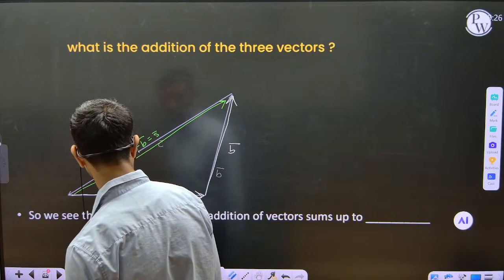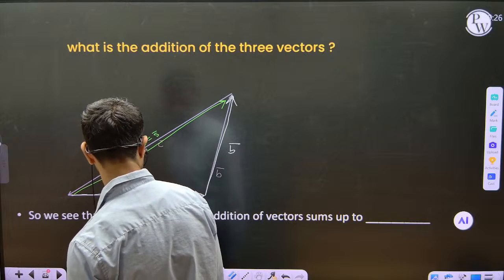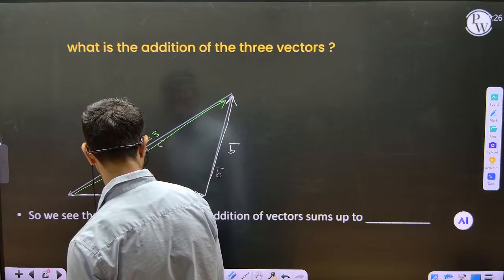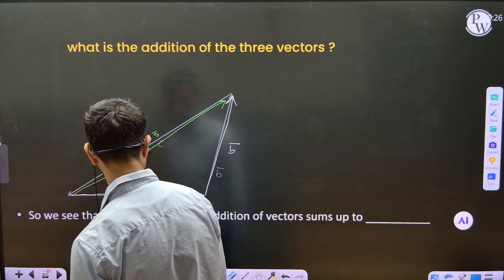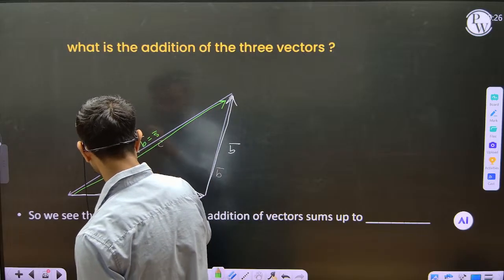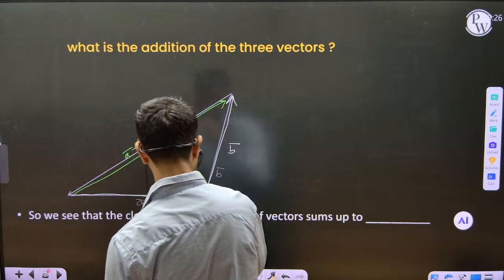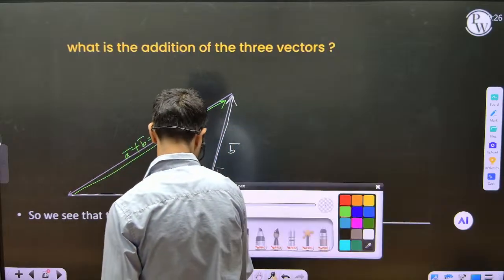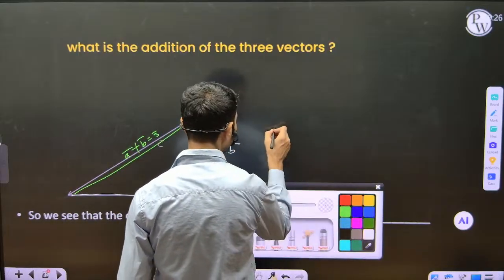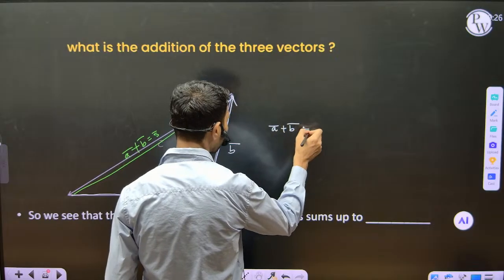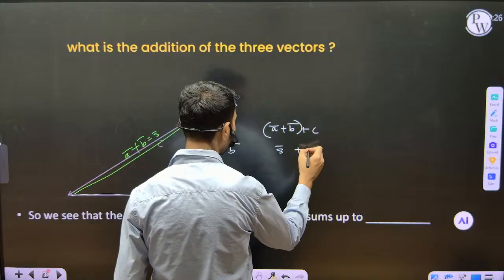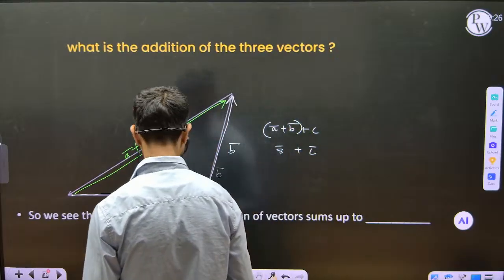Then this a vector, this b vector, this s vector, right? But I want to find a plus b plus c, and I found out that a plus b is how much? S vector. So it's coming out to be s plus c, right?